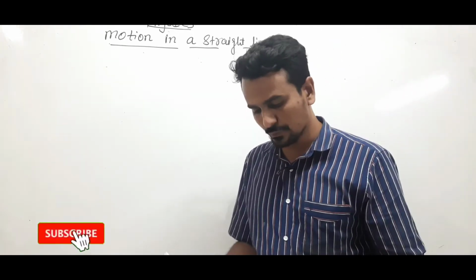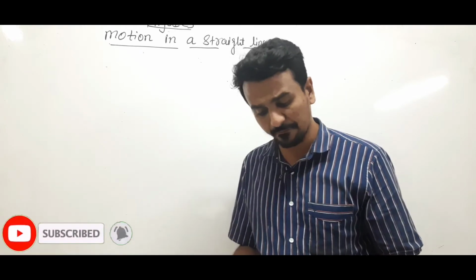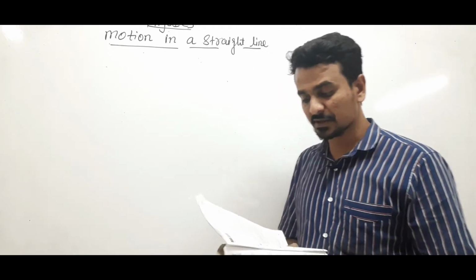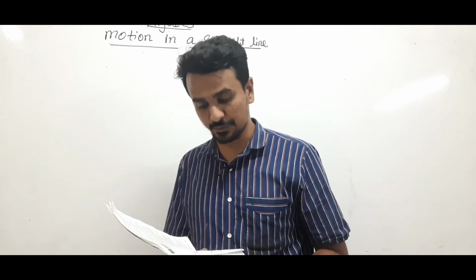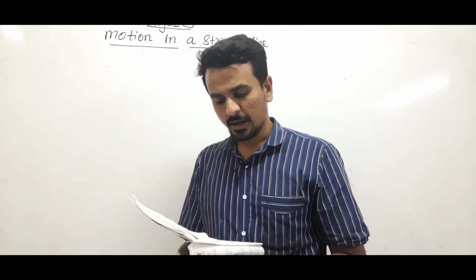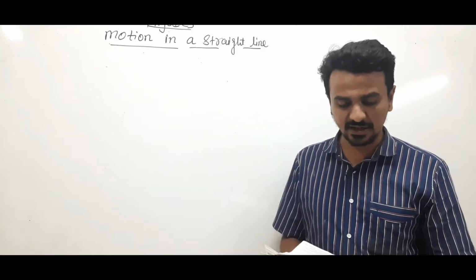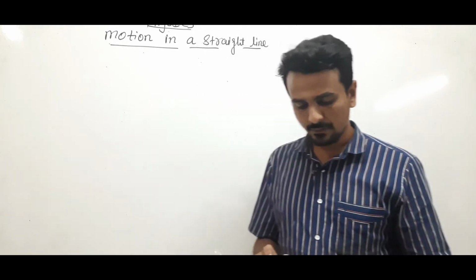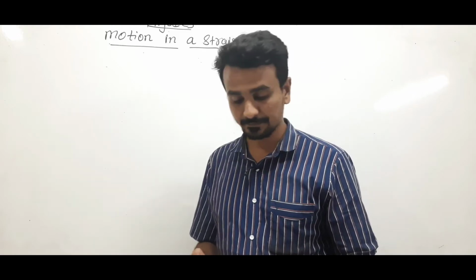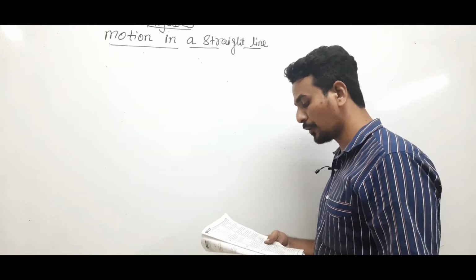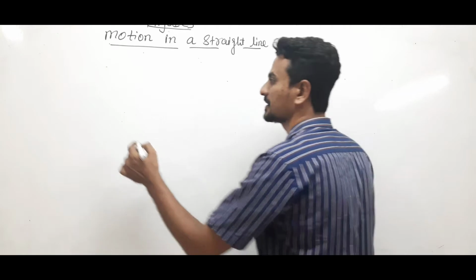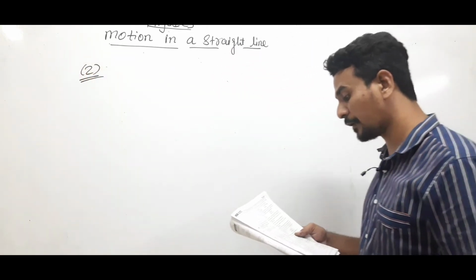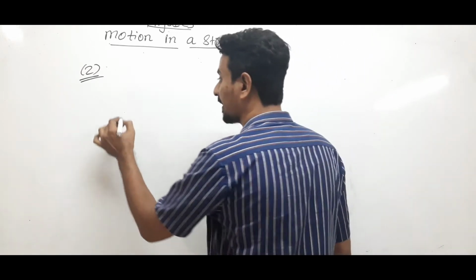The second one. Two balls are dropped from different heights at different instants. The second ball is dropped 2 seconds after the first ball. If both the balls reach the ground simultaneously after 5 seconds of dropping the first ball, what is the difference between their initial heights? See what the question says. Two balls are dropped, so the initial velocities will be 0. They are dropped from different heights and at different instants.